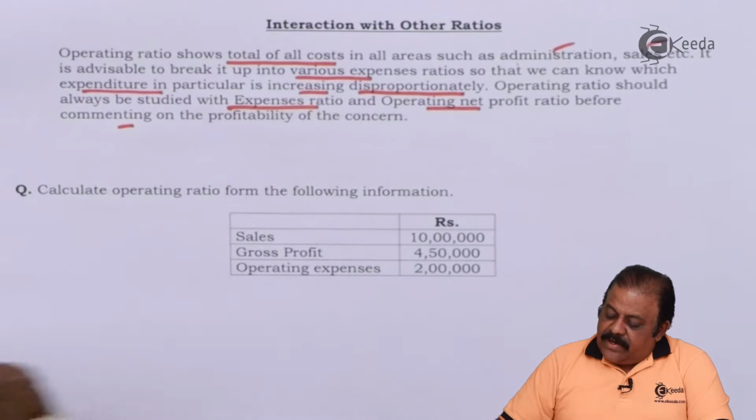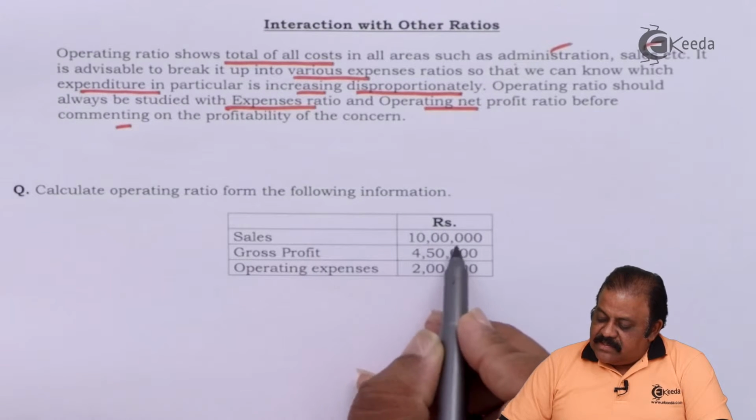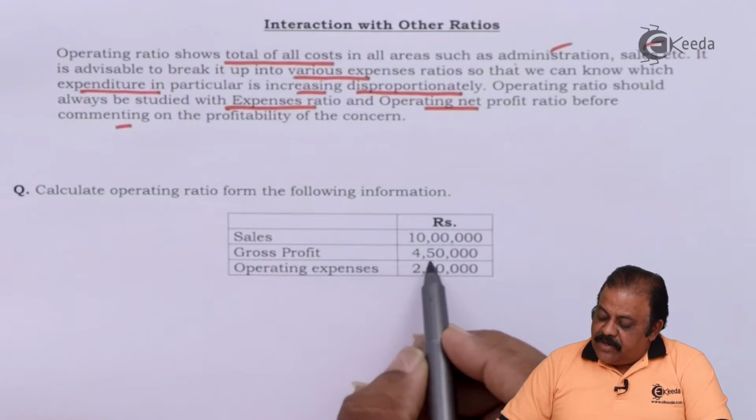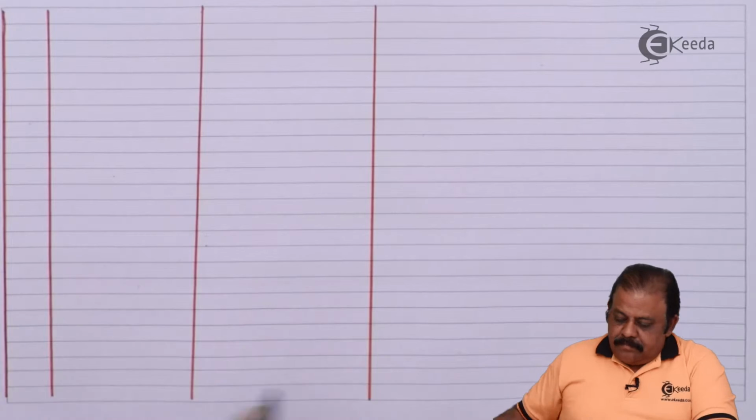Calculate operating ratio from the following information. We have information of sales 10 lakhs, gross profit 4,50,000 and operating expenses 2 lakhs.